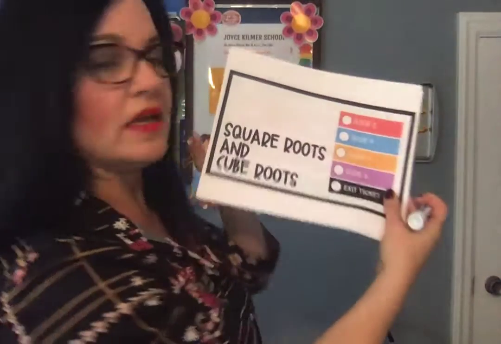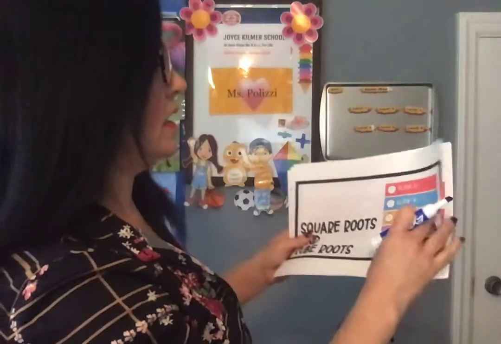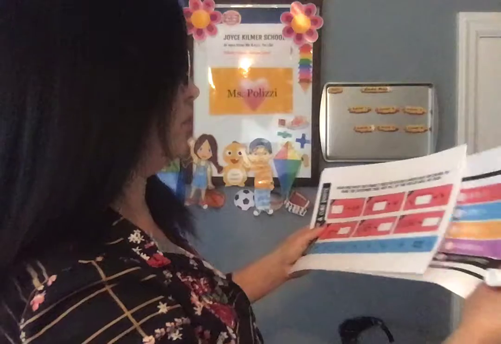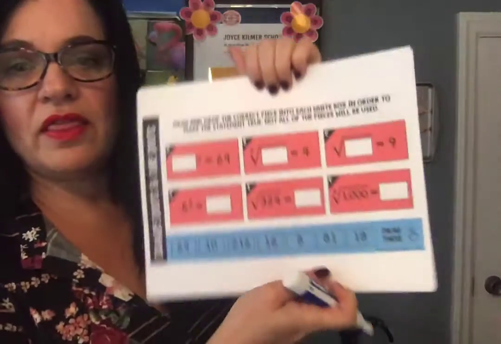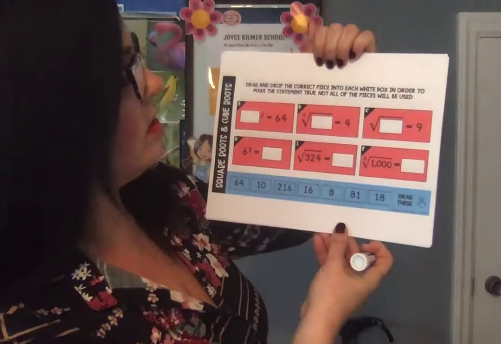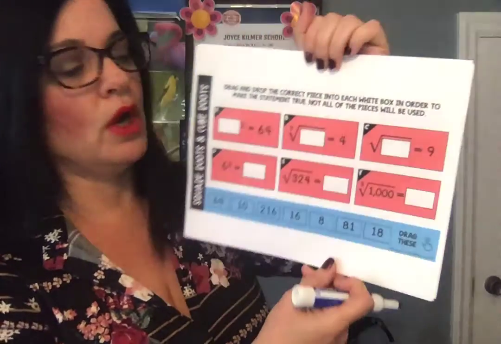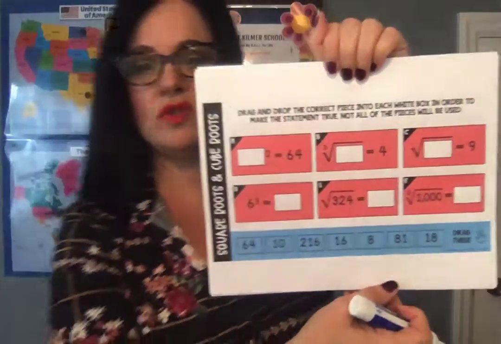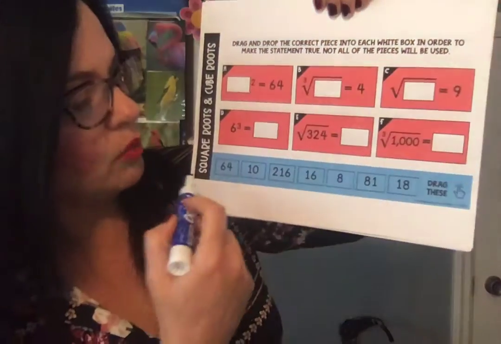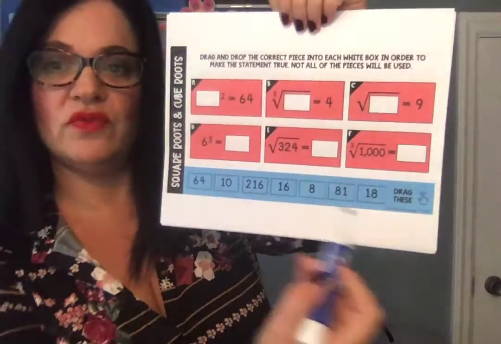All right, so if you look at today's assignment, square roots and cube roots, and you look at the first page, it will look something like this. There are 6 problems, and in each you have to figure out either square root or cube root. So let's just do some problems, and your answers will all be on the bottom. So once you figure them out, you can go ahead and drag and drop, okay?